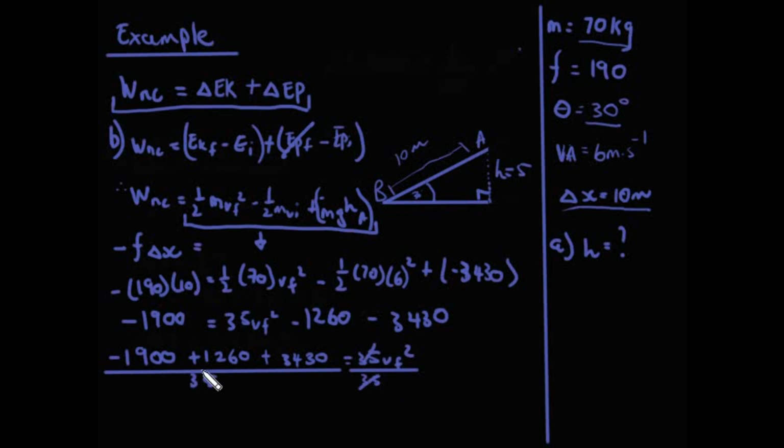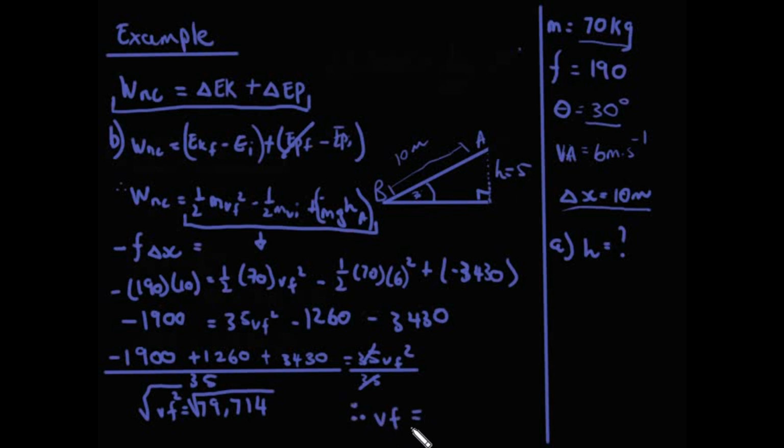So negative 1,900, plus 1,260, plus 3,430, and we're going to divide that by 35. We get an answer of Vf squared is equal to 79,714. And we need to square root this side, and square root the other side. I'm going to write it over here because I've run out of space.